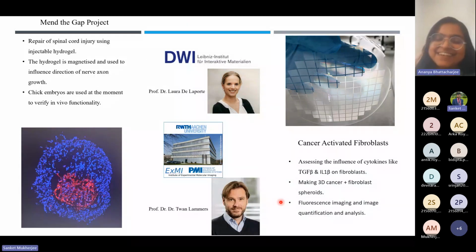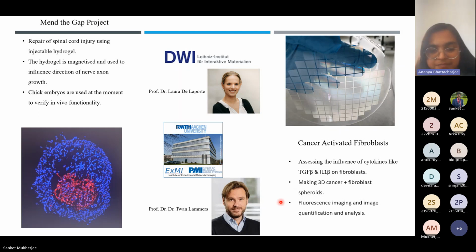The internship that I'm doing is in the Institute of Experimental Molecular Imaging under Professor Lammers. Here we are working with cancer activated fibroblasts. We are seeing if certain cytokines like TGF beta and IL-1 beta can influence in any way the production and acceleration of fibrosis, like formation of fibrosis and collagen deposition in certain cancer cells.